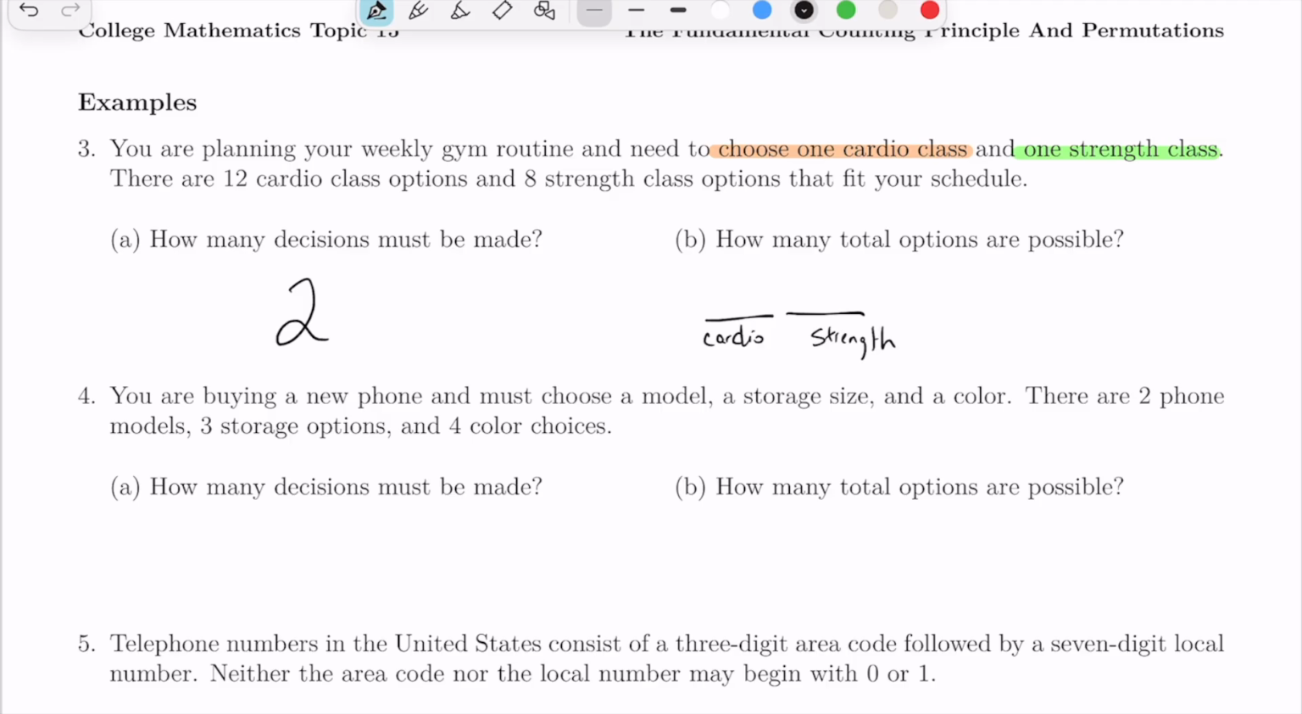Then what we'll do is identify how many choices we have at each one of these decision points. In this case, it tells us there are 12 cardio classes, so we'll put a 12 in here for cardio. And they also tell us that there are 8 strength classes. So we'll go ahead and put our 8 in for strength. Now we're just going to multiply these. Remember, we take and multiply them as we go. So 12 times 8 should get us 96. There's 96 possible ways that we could get these classes to fit our schedule.